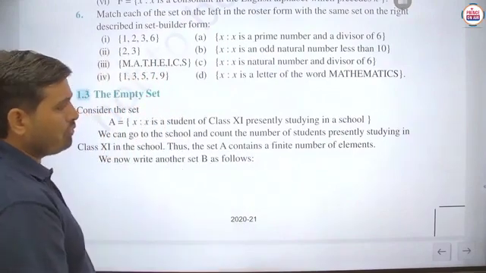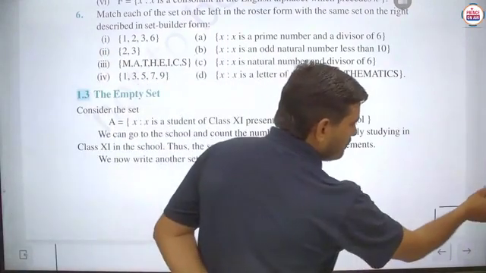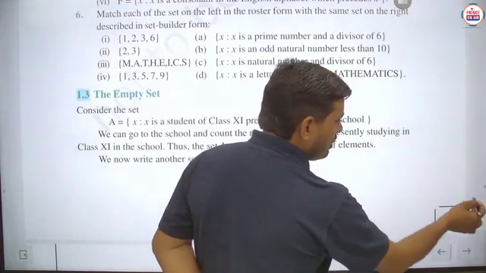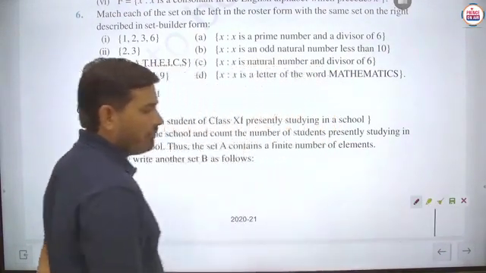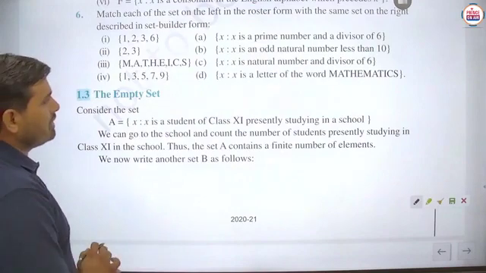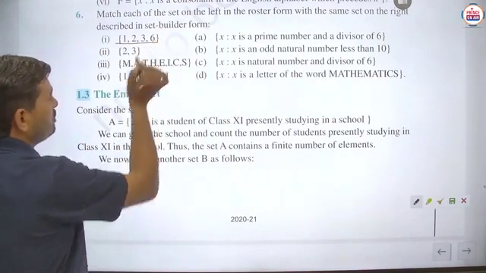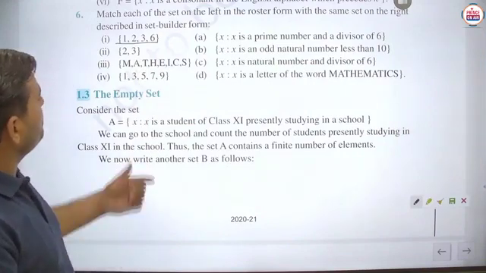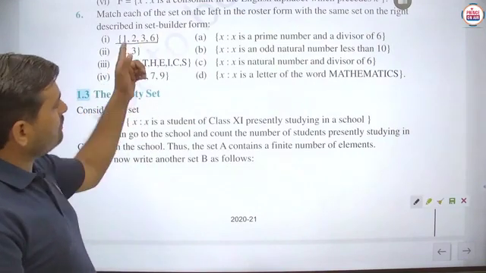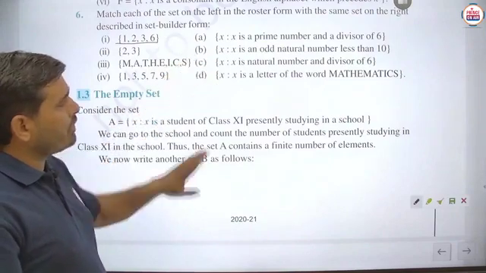Only just we have to do the work of matching, means which roster form corresponds to which set builder form. Is it to be clear? So the very basic question here. Here 1, 2, 3, 6 is to be written. Then we have to search for the corresponding set builder form.